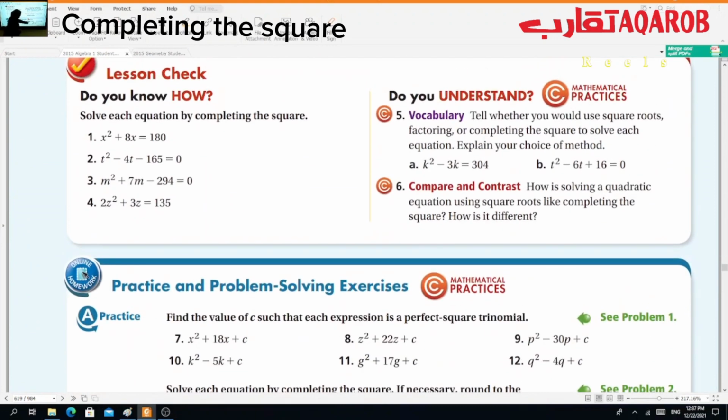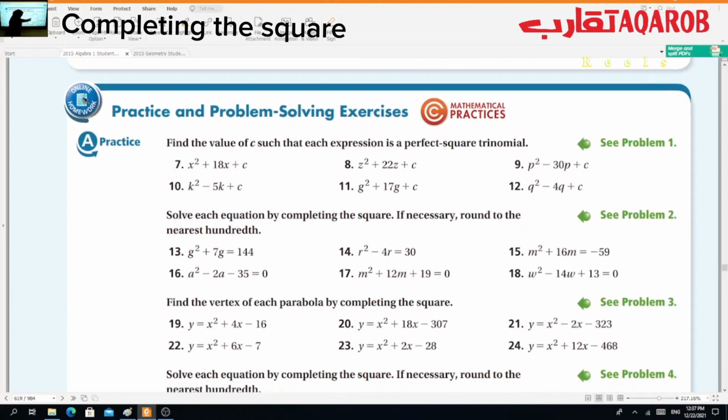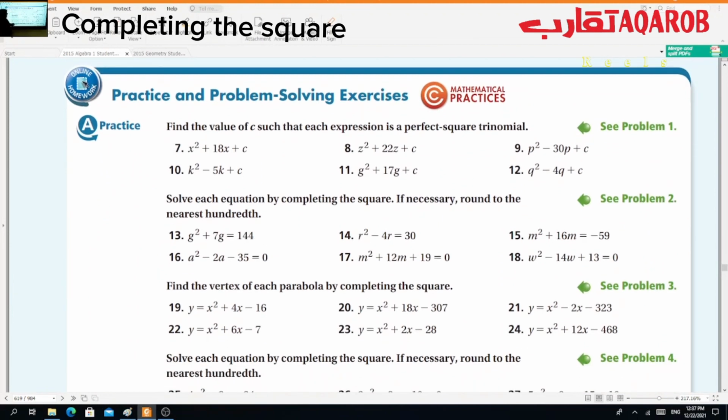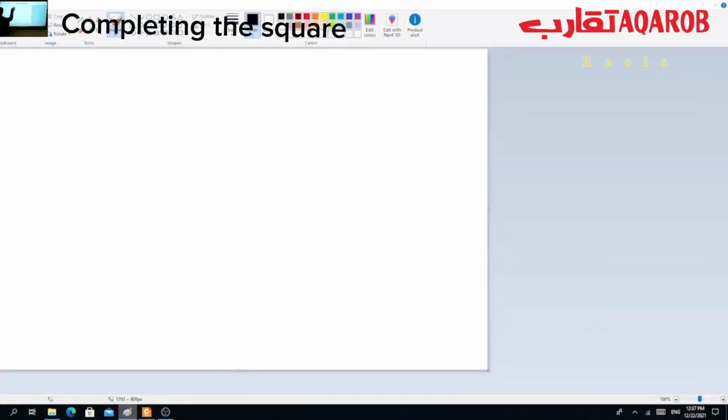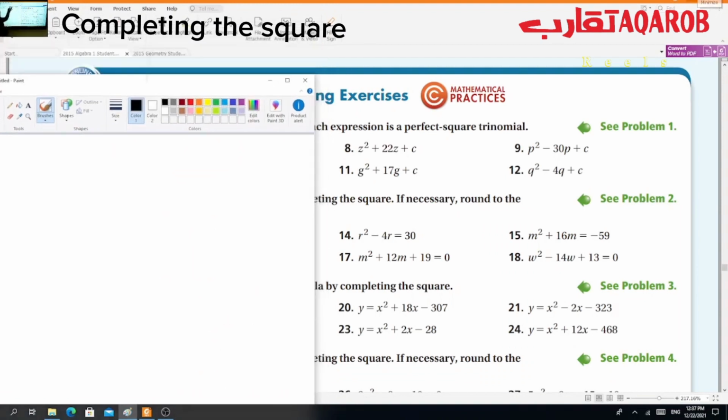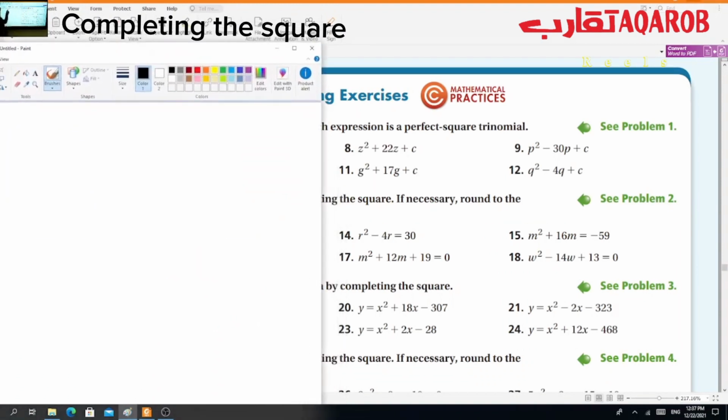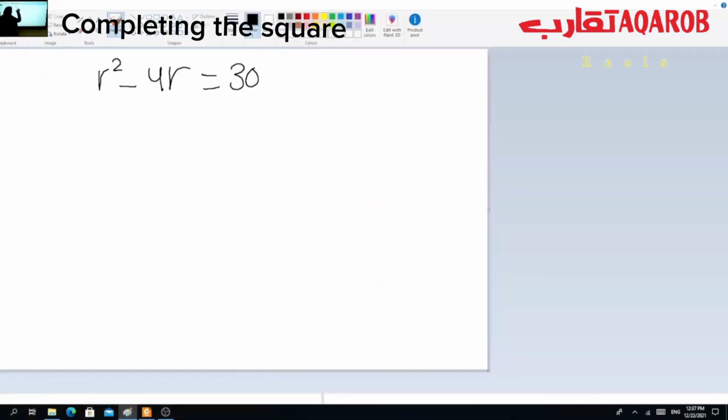Let's take, for example, number 15, which is m squared plus 16m equals negative 59, or let's take number 14. I will solve number 14. It's r squared minus 4r equals 30. Let's solve it together.